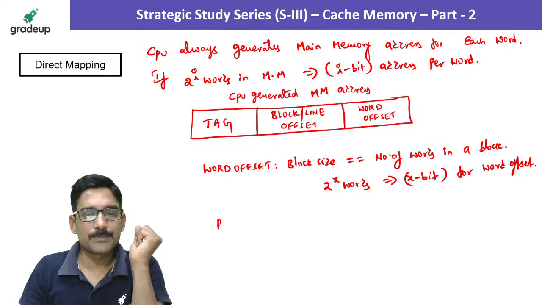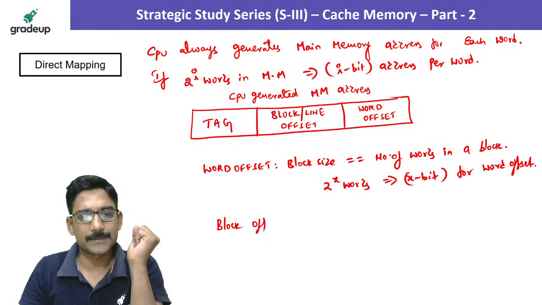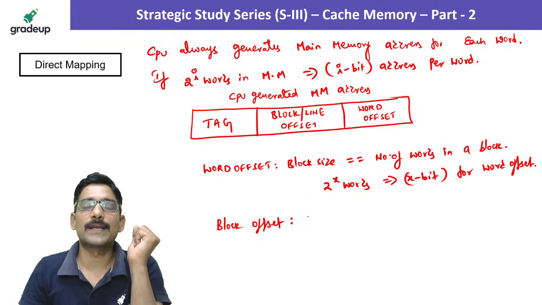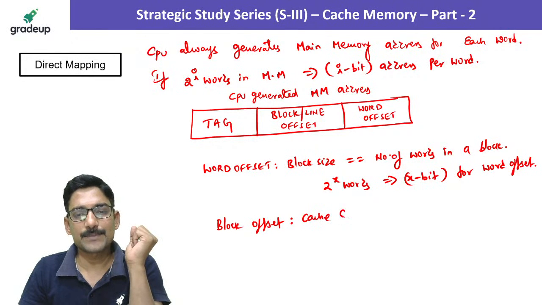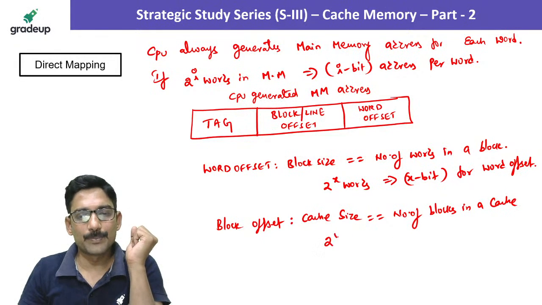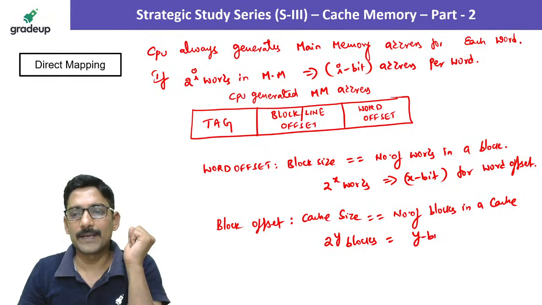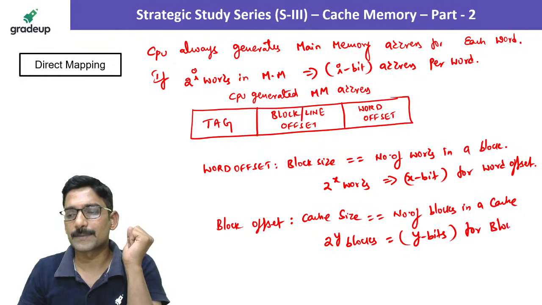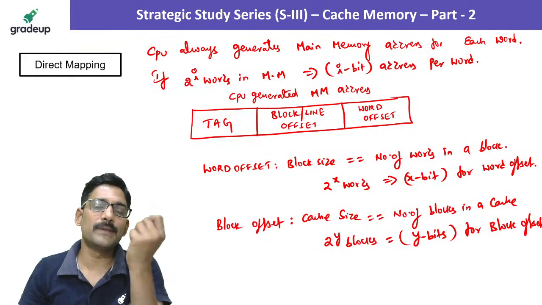Then what is this block offset or line offset? Block offset or line offset indicates cache memory size. That means the number of blocks in a cache. If there are 2 power y blocks in a cache, that means y bits will be required for block offset. Remaining will be for tag.